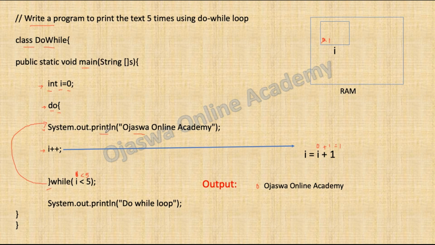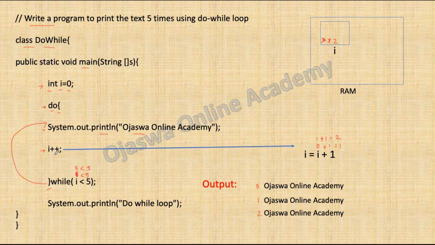Hence, system.out.println is executed. So the text is printed to the console for the second time when value of I is 1. Next statement is I++. Value of I is 1 plus 1 equal to 2. Now the updated value of I is 2. Hence, I is updated to 2. Now the condition is checked. 2 less than 5 condition is true. Hence, control of the program will go inside the do block and the statement system.out.println will be executed and the text is printed to the console for the third time when value of I is 2.